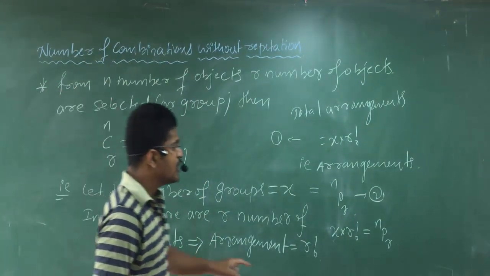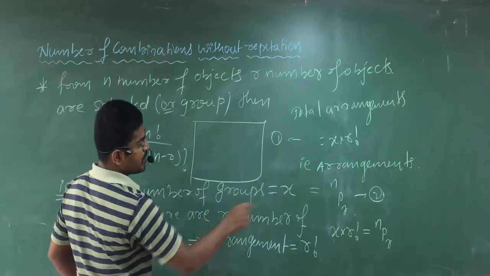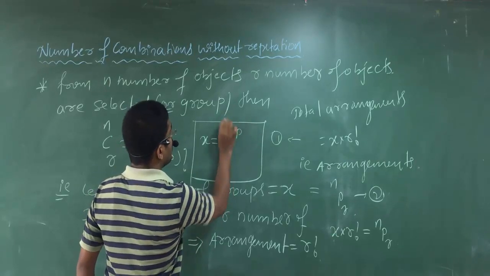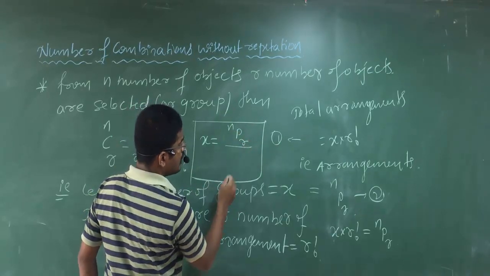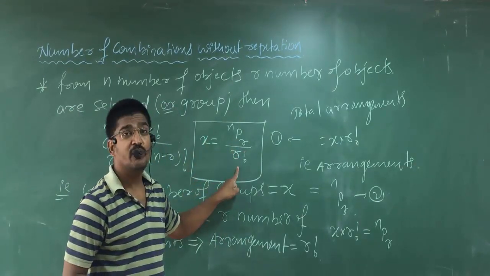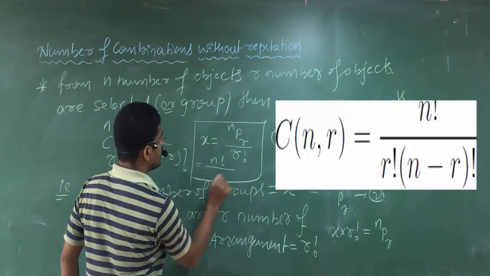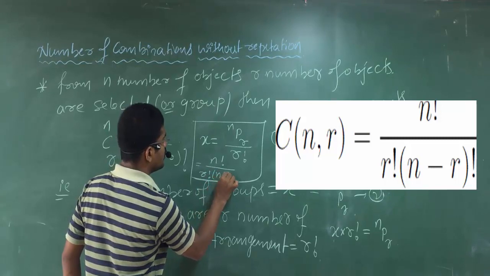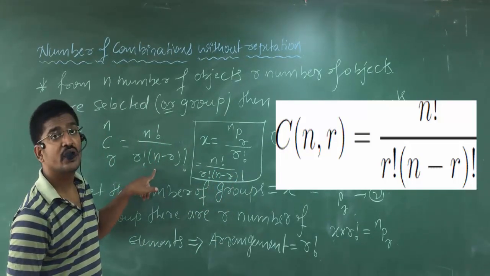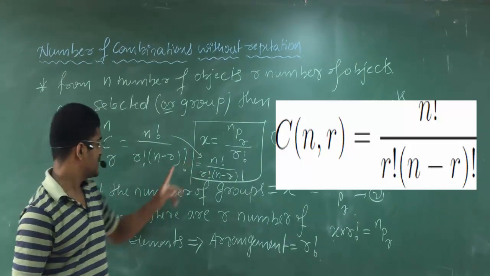Clear? Okay. If I simplify this, what are you going to have? x will be equal to nPr divided by r factorial, and this term is n factorial divided by r factorial into n minus r factorial. See, this formula you are going to have. That means x is what?